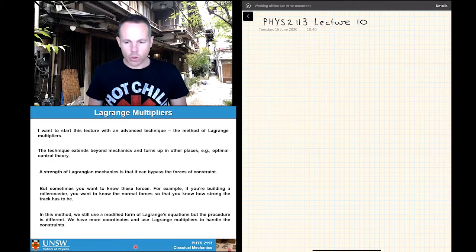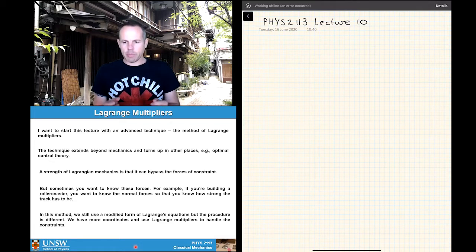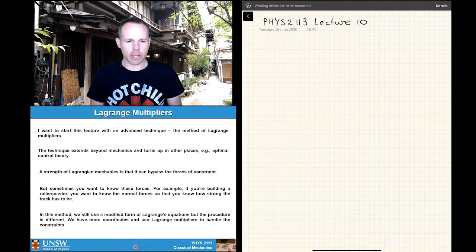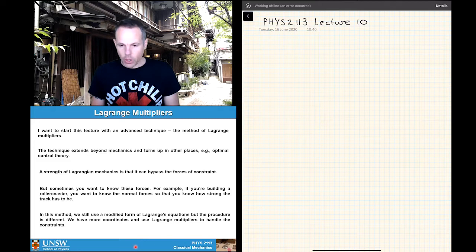So, Lagrange multipliers. We've spent the last few lectures doing Lagrangian mechanics, and one of the really nice features of Lagrangian mechanics is that you can bypass forces of constraint. So things like tension in a string for a pendulum, or normal force on surfaces, don't appear in the problem, and that enables you to make things a lot easier in many cases.